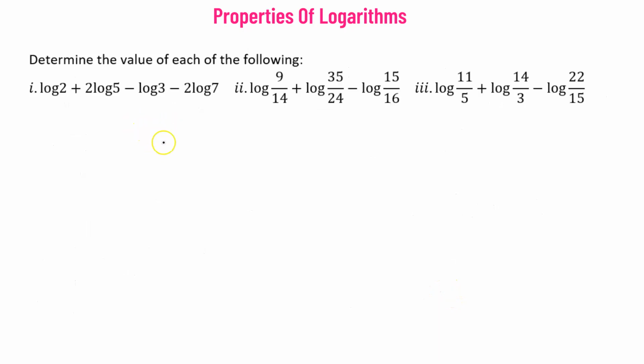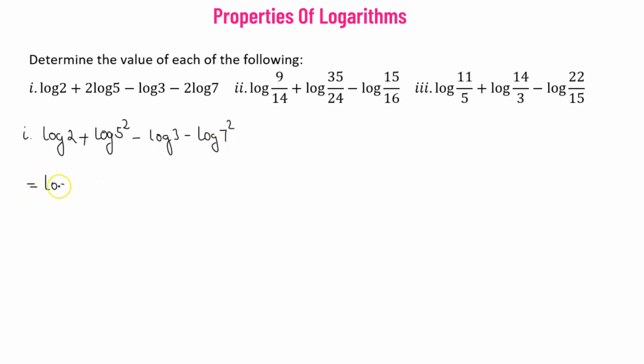Okay, we have another 3 sets of problems. We need to determine the value of each of the following. Now let's begin with problem number 1. So in problem number 1, we have log of 2 plus we have 2 times log of 5. So we can rewrite it as log of 5 squared minus log of 3 minus log of 7 squared.